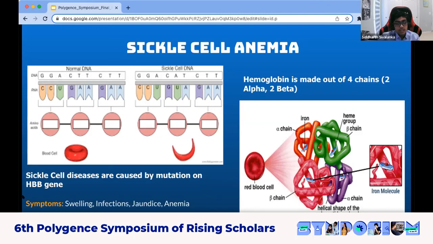And so previously, there was really no treatment for sickle cell, but due to 21st century technology, we finally found a solution. It's called gene therapy, which will be discussed in a later slide. And it's fixing this issue. It's been very effective.